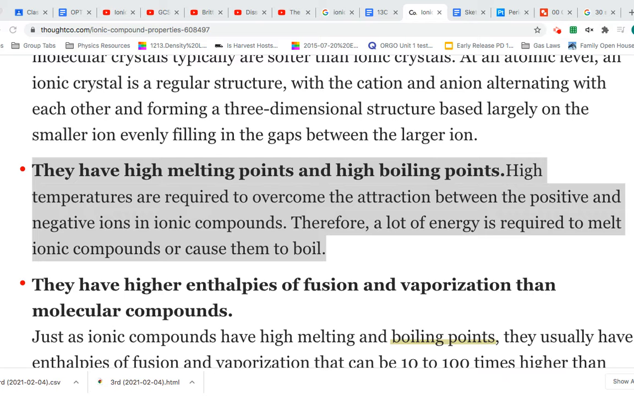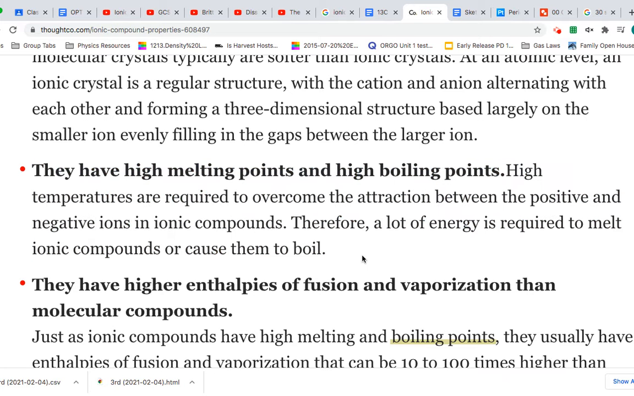Okay, cool. They have high melting points and high boiling points. High temperatures are required to overcome the attraction between the positive and negative ions in ionic compounds. Therefore, a lot of energy is required to melt ionic compounds or cause them to boil. Thank you. So as we're thinking about this and reading this, what can you draw to show that ionic compounds have high melting points and high boiling points?